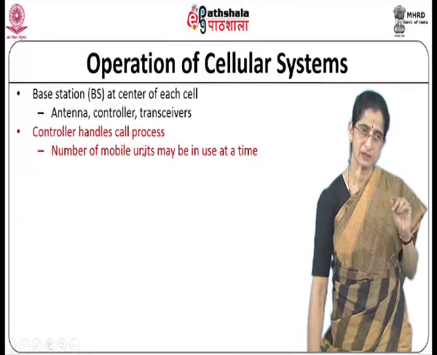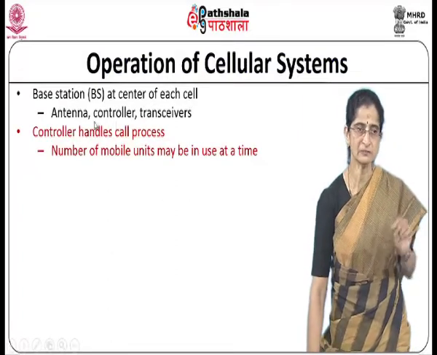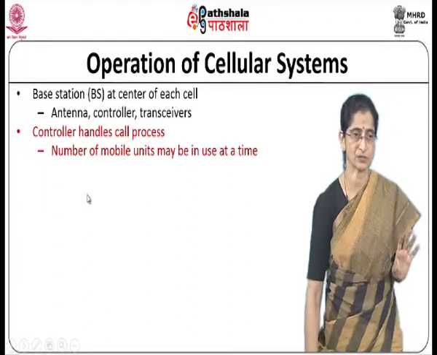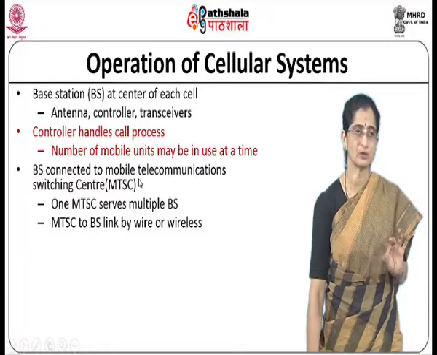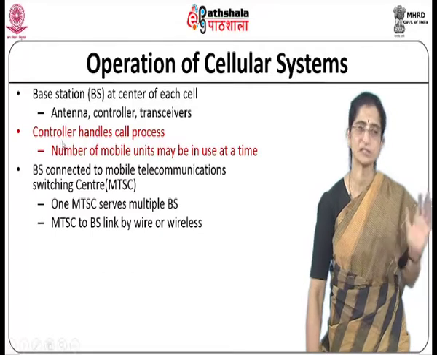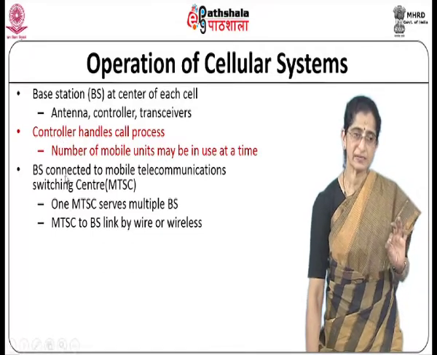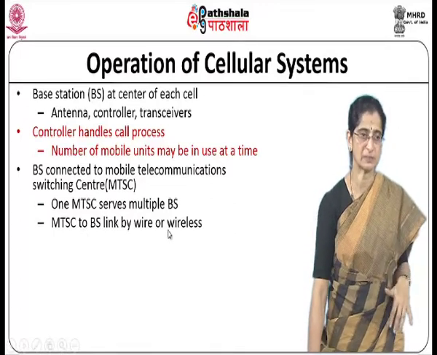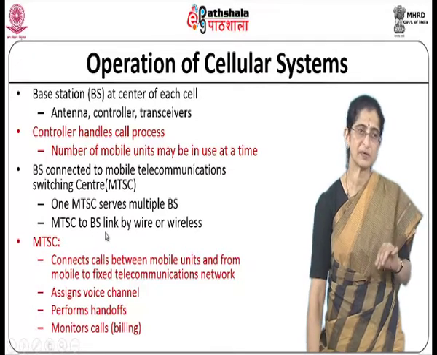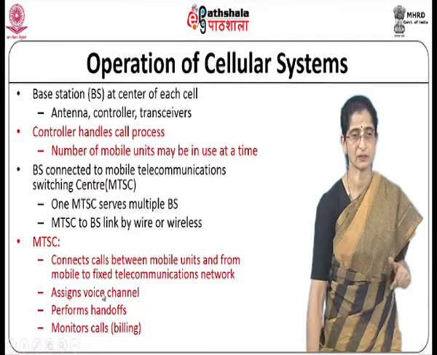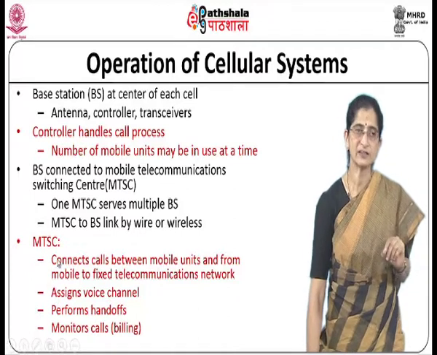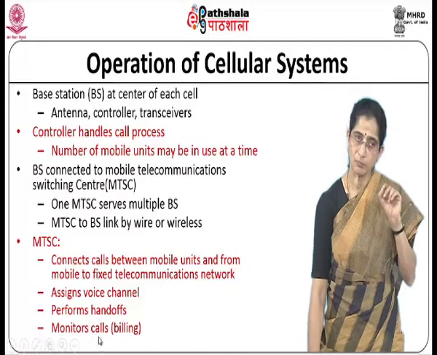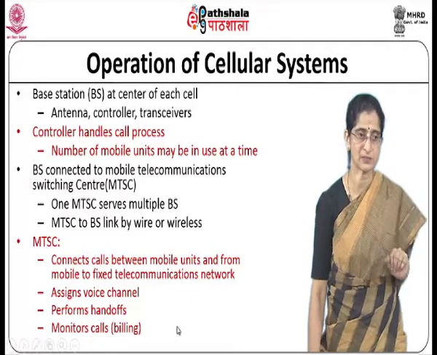So as we said earlier, the base station is at the center of each cell. It has antenna, controller and transceivers, and the controller in it handles the entire call process. The number of mobile units that are in use at a time can be any number. All that is to be handled by the controller. The BS, as we said, is connected to the mobile telecommunication switching center, MTSC, and one MTSC can serve multiple BS. And the MTSC to BS link may be wired or it could be wireless. And the mobile switching center is the one which is responsible for assigning voice channels, performing handoffs, monitoring calls, billing, all that is handled by the mobile switching center.